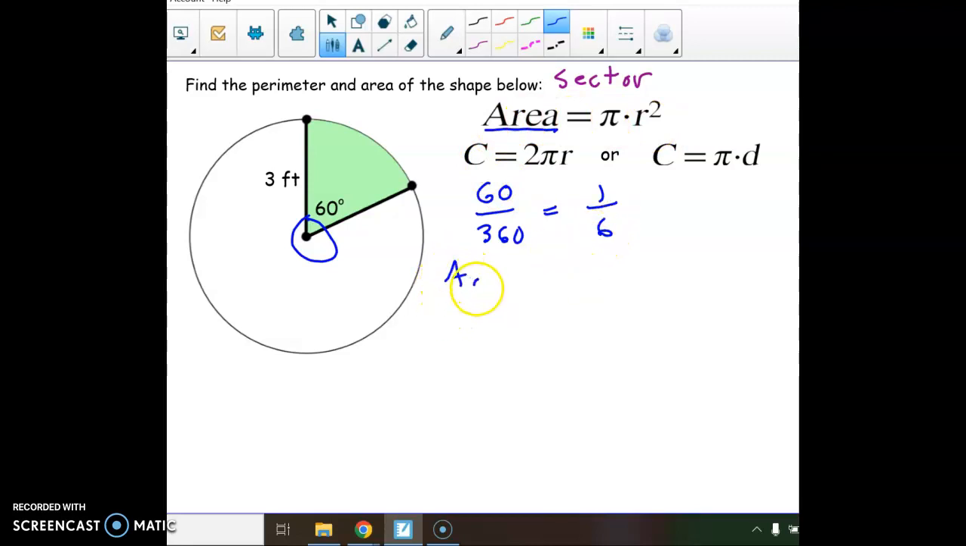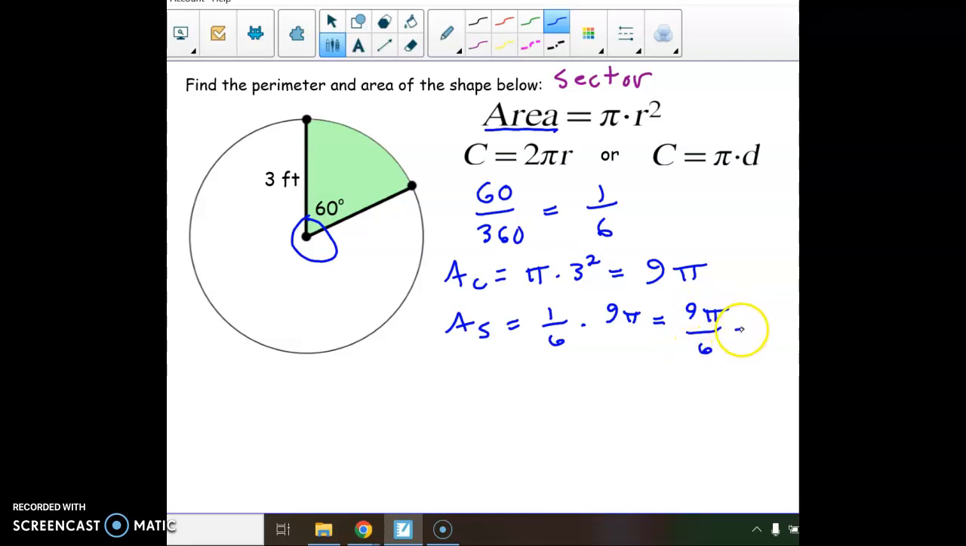So the area of the whole circle would be pi radius squared, so it would be pi times 3 squared. That's 9 pi. And then the area of the sector, I'm just going to take this fraction, 1/6 times 9 pi. If we clean that up, that would be 9 pi divided by 6, essentially, so that would be 3/2 pi. I'm going to leave it that way, and that is the area of that sector.